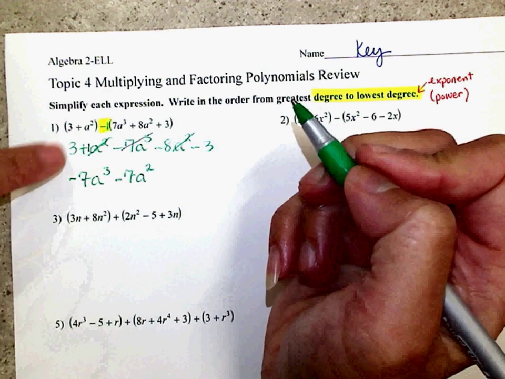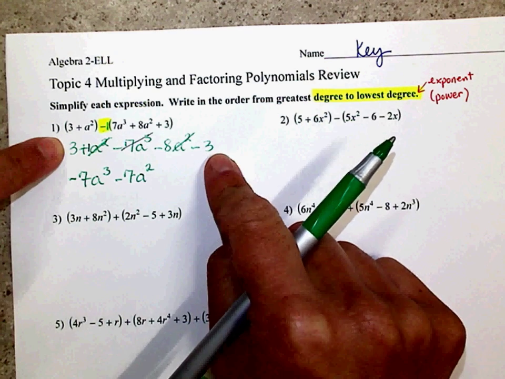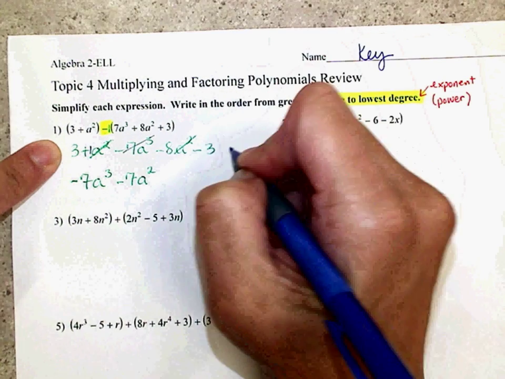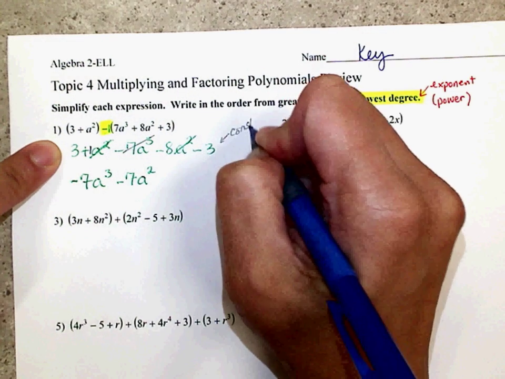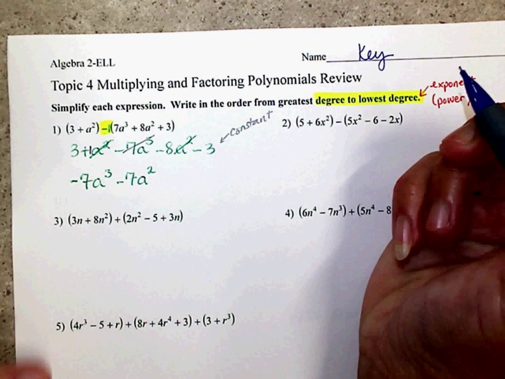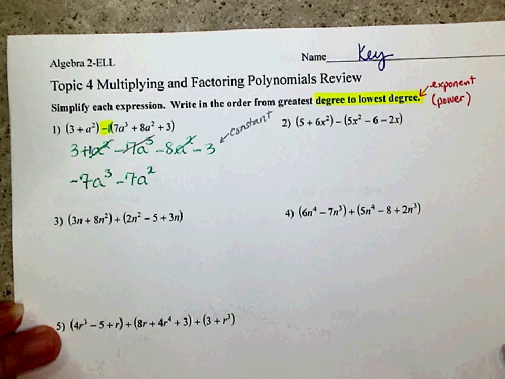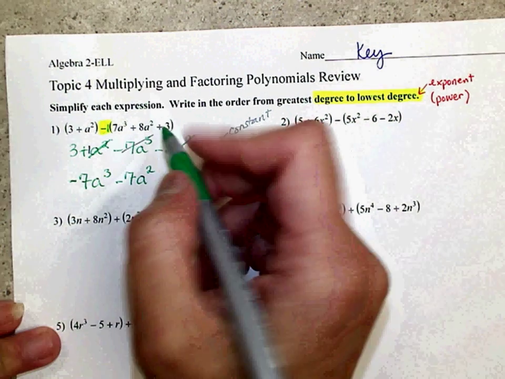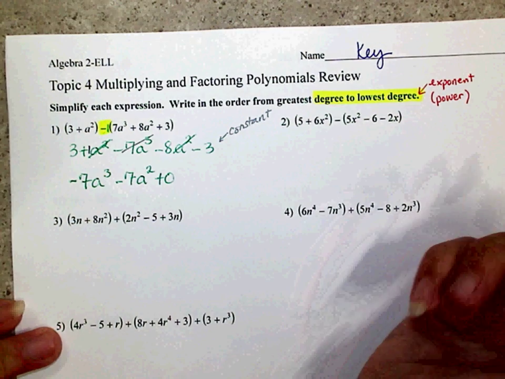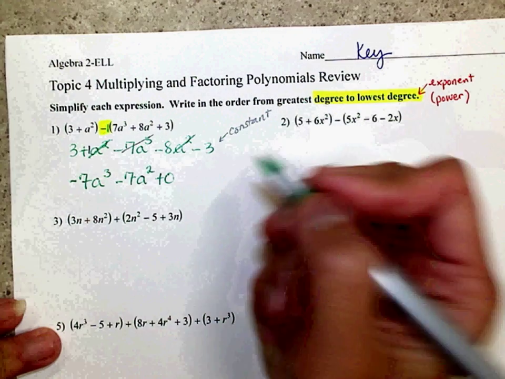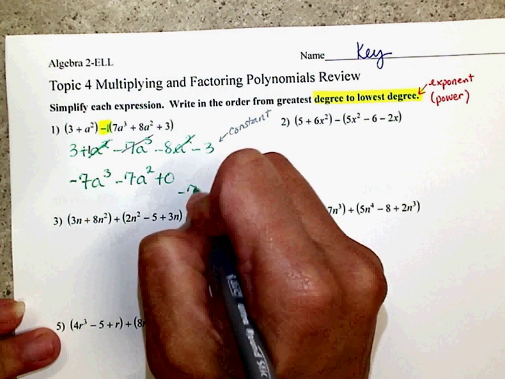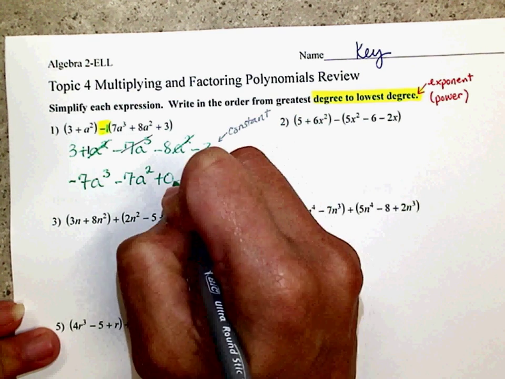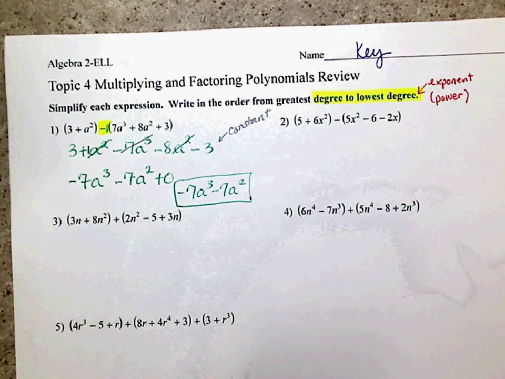Now you have two constants. A number by itself is also called a constant, okay? So 3 minus 3 is 0. But do you have to write that 0? No. But if you do, I'm not going to count off. So now simplify your answer. The answer is negative 7a cubed minus 7a squared. And there you have your solution.